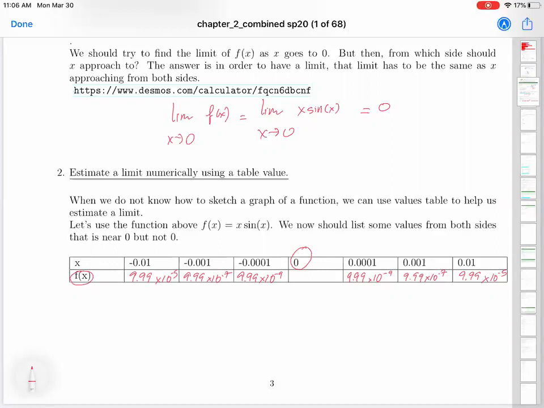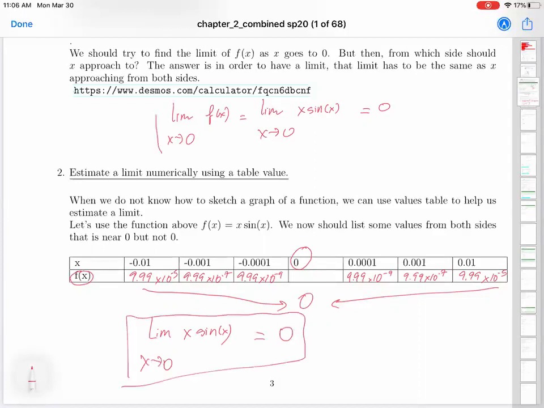And the pattern is from the left, the further left is bigger, so it's decreasing here. And from the further right is also decreasing here. And from both sides, the function values f of x both meet at 0. So that means the limit of x sine of x when x goes to 0 is 0, which is the same as the result that we found using the graph.